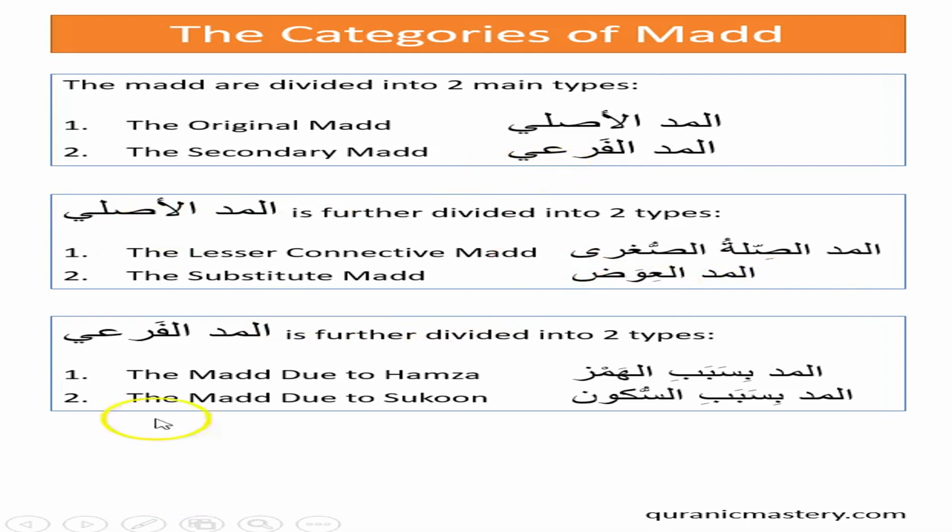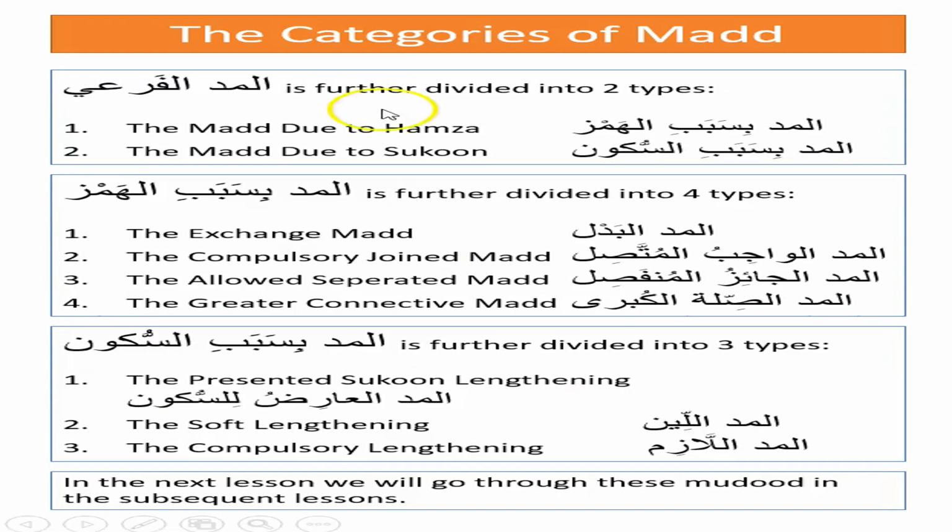Now let's have a look at al-maddul far'i. Al-maddul far'i is further divided into two types. So the first type is the med due to a hamza, al-maddu bisabab al-hamz. And the second one is the med due to a sukoon, al-maddu bisabab al-sukoon. So the med due to a hamza and the med due to a sukoon, sakin. So al-maddu al-far'i again is divided into two types, med due to a hamza and med due to a sukoon. So let's have a look.